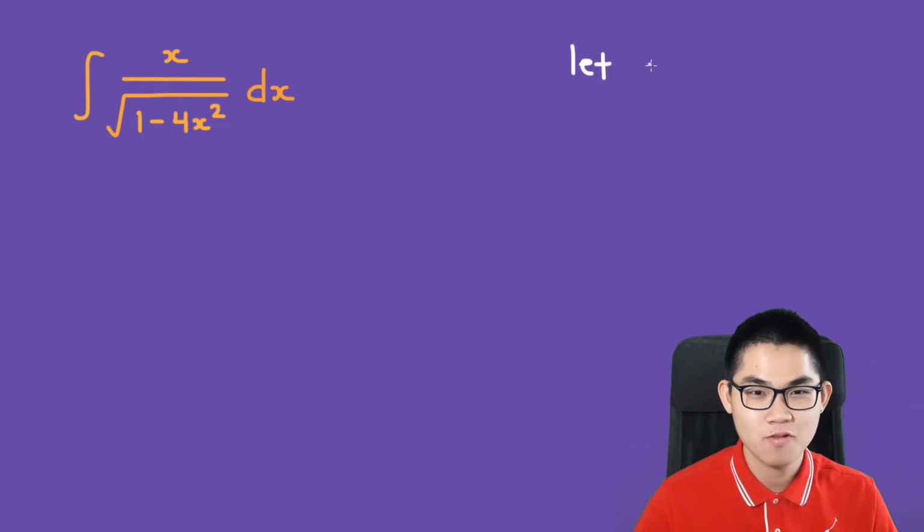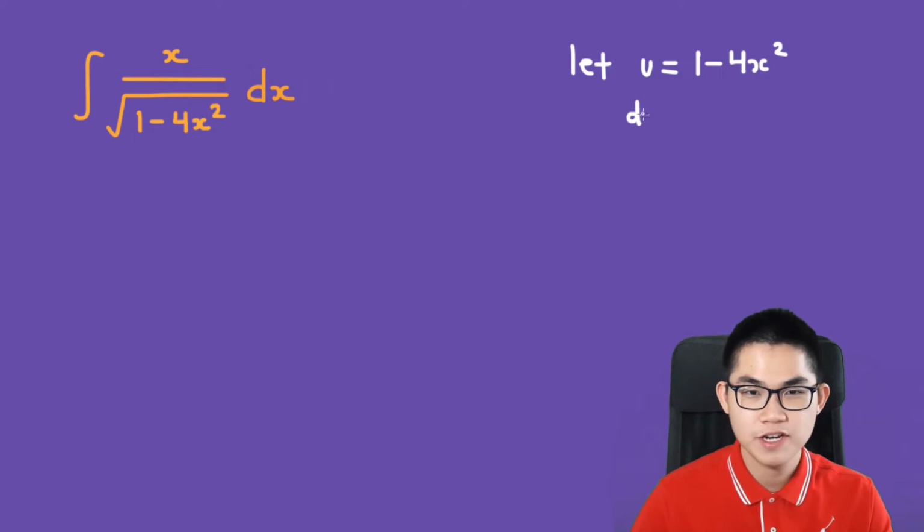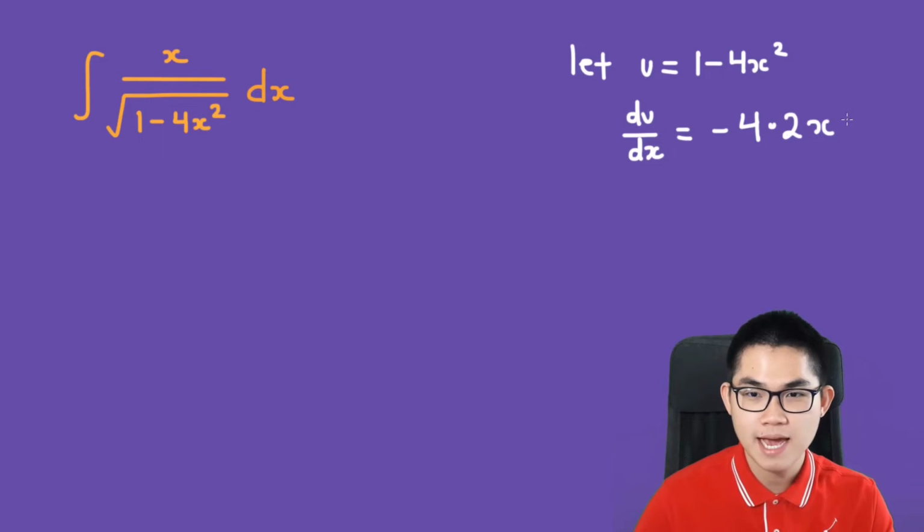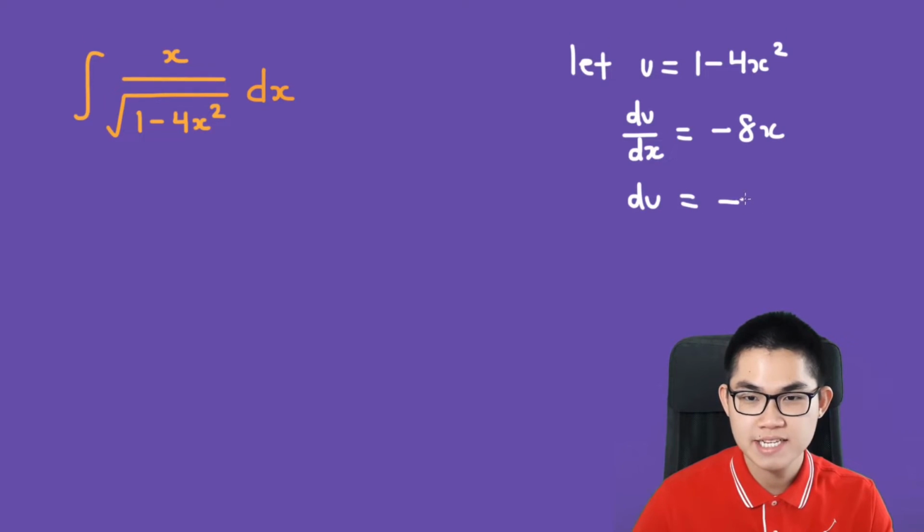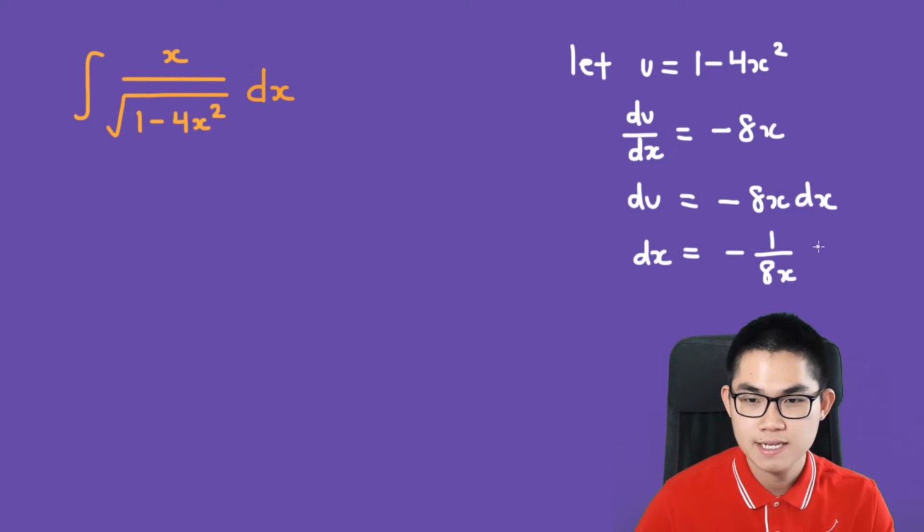The integral of x over the square root of 1 minus 4x squared dx. So this can be solved with u substitution and let u equal to 1 minus 4x to the power of 2. And we differentiate it, so du over dx is equal to negative 4 times 2 times x. That's going to be negative 8x. So du is equal to negative 8x dx. Then finally dx is negative 1 over 8x du.